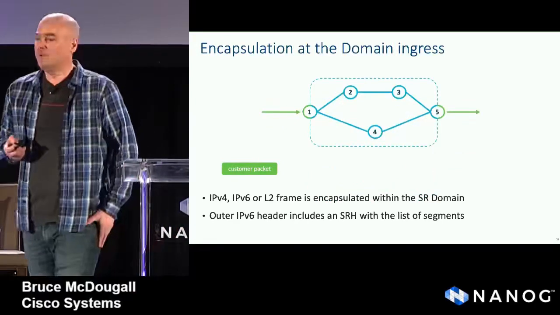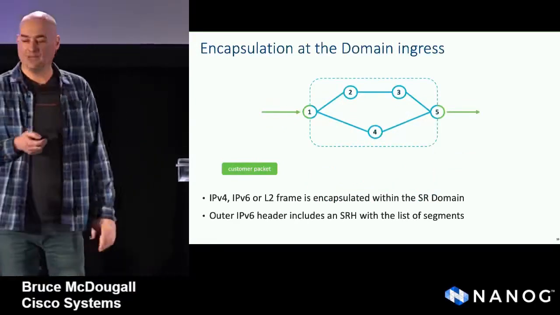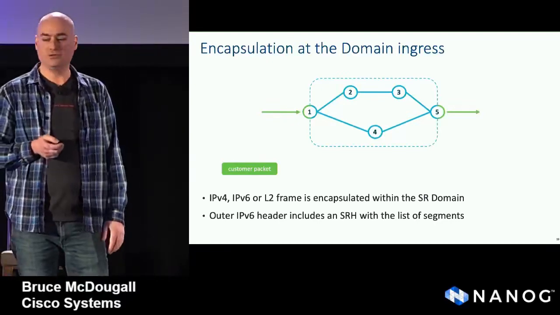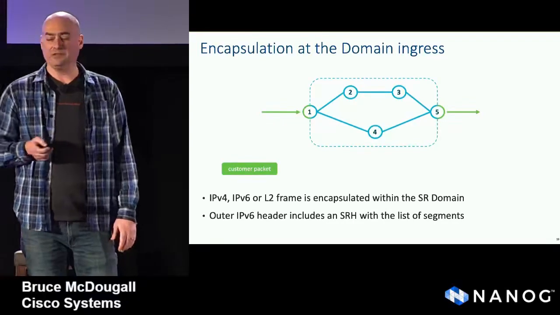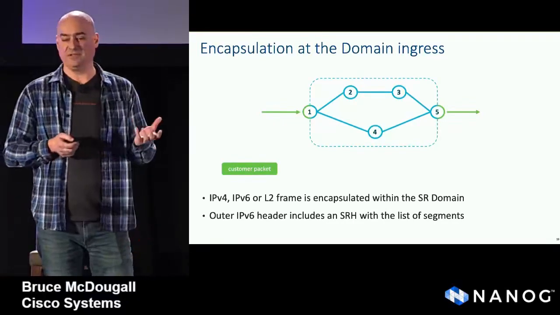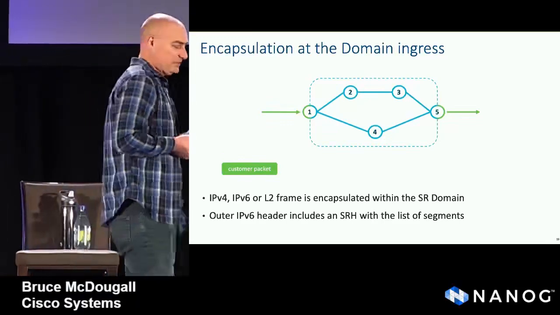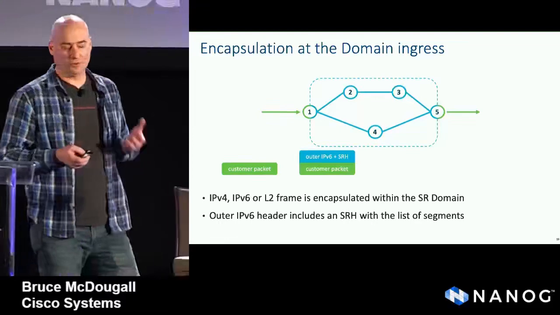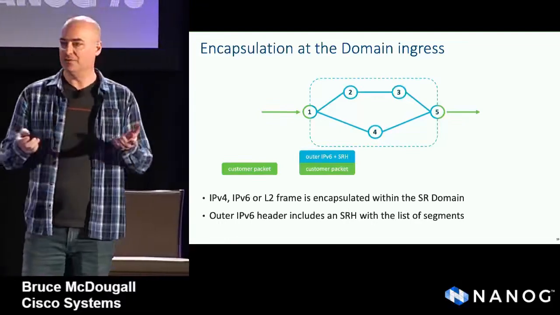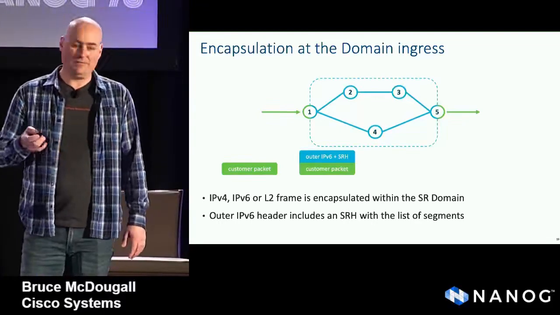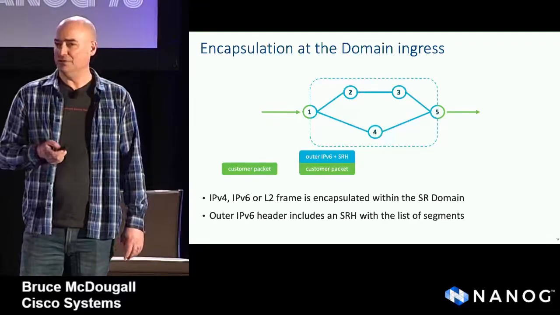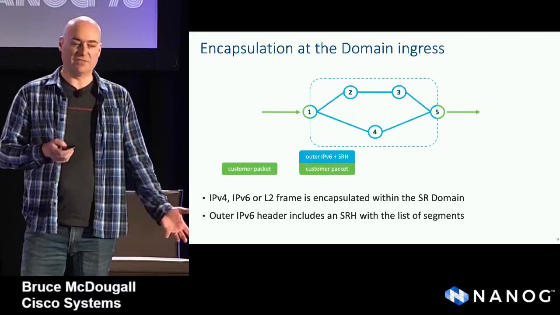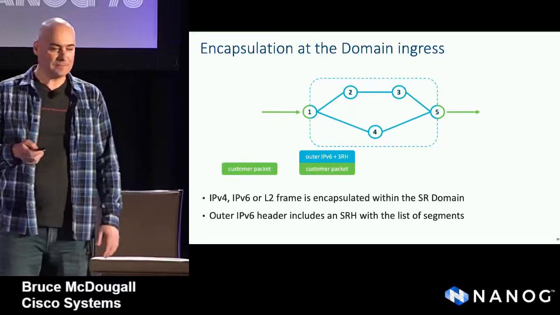So at domain ingress, let's say a customer packet arrives at PE router 1, and it could be an IPv4, could be v6, or even a layer 2 frame. It gets encapsulated in SRv6. The outer IPv6 header includes a list of SRH, say a list of segments. Now in this case, it could just be an outer IPv6 header if there's no need to execute any kind of additional service on this packet. Or it could actually have the SRH if we're doing both, say, VPN and traffic steering.